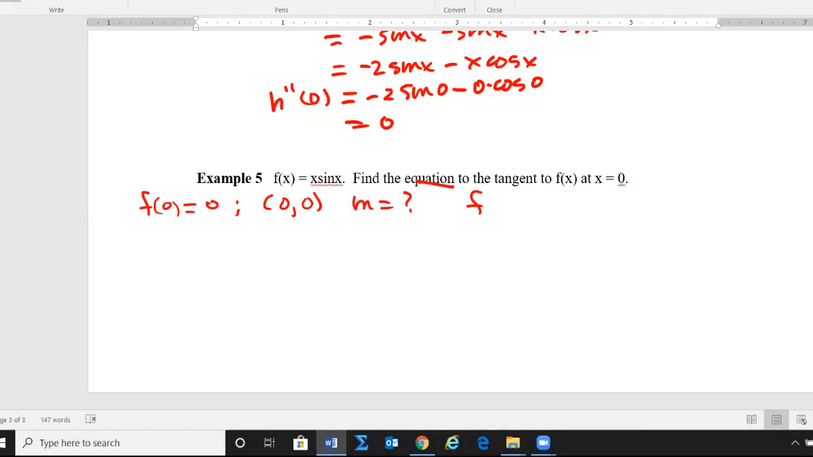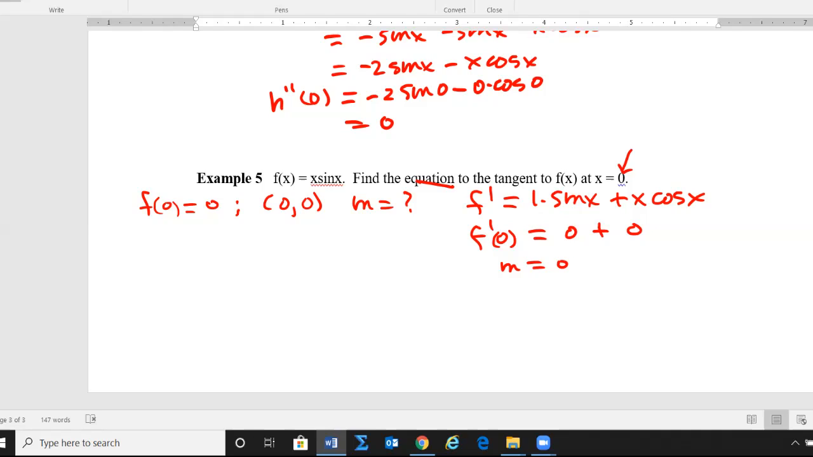So let's find f prime. It's 1 times the sine of x plus x cosine of x. That's the product rule. Now we want f prime of 0, because that's the point we're interested in. And that's going to be a 0 plus a 0. So we see that m that we're looking for is actually a 0. There's a lot of zeros in this problem.